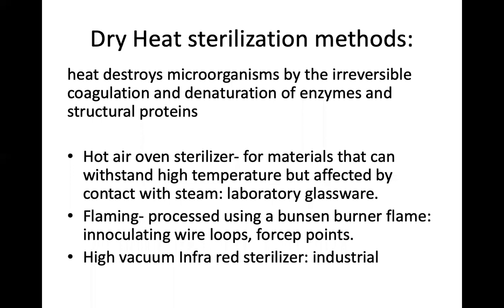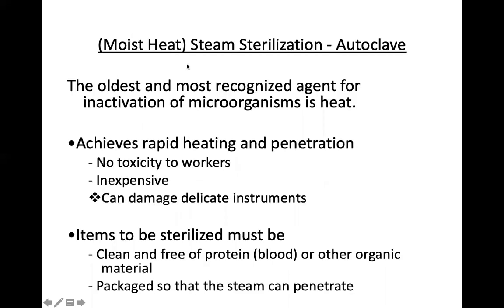In the industrial setup, heat is mainly used for a very large number of items that you want to sterilize. Heat can be dry heat, which is basically hot air that is heated up, or moist heat where you're using an autoclave.